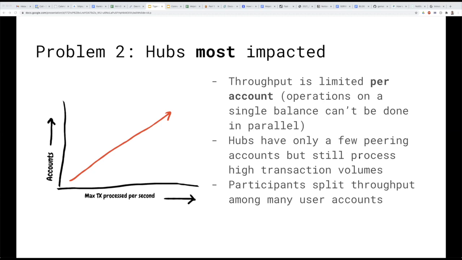Anything you want to add on that one, John? Yes, I think for some systems they have to be hubs, and there's very little room for them. Not many options.